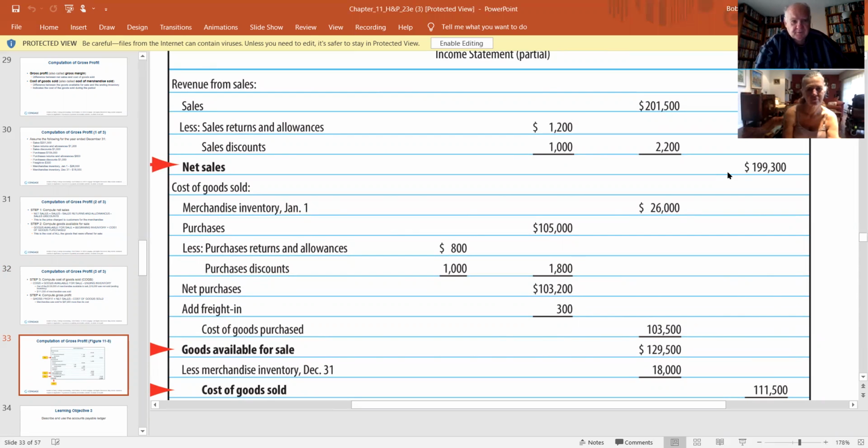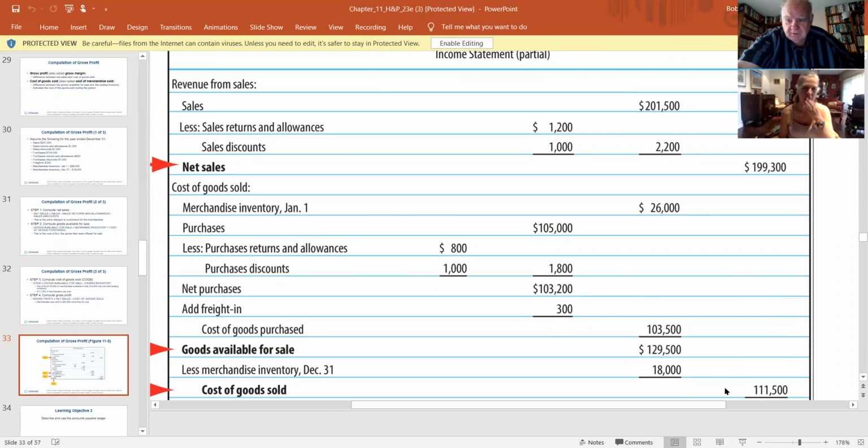It looks like a lot, but if you just divide and conquer, it's not too bad. You have the beginning inventory plus your purchases and freight gives you the total purchases. You add them together, that's what's available. At the end of the month, we went out and counted the inventory, and we said there's still $18,000 worth of goods in our warehouse. Therefore, we sold $111,500 worth of goods at cost. Okay, so now we have the cost of goods sold.